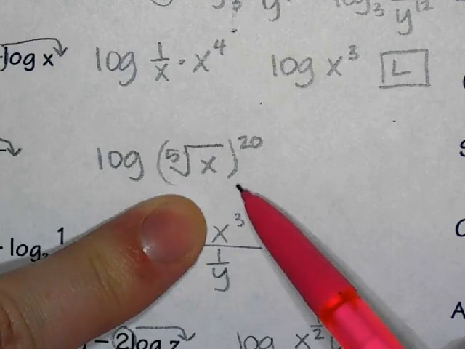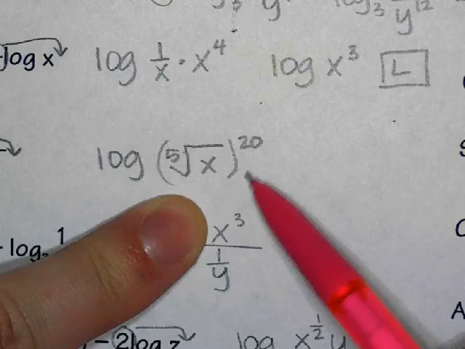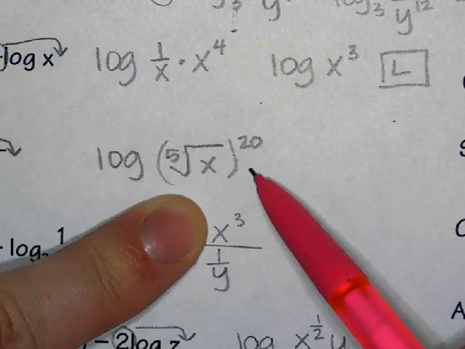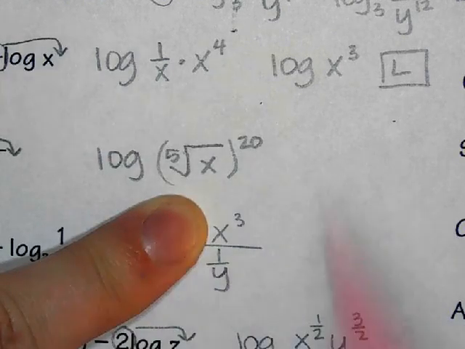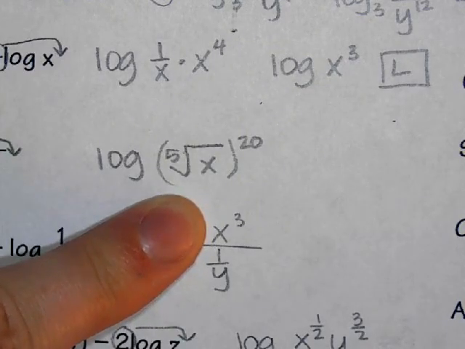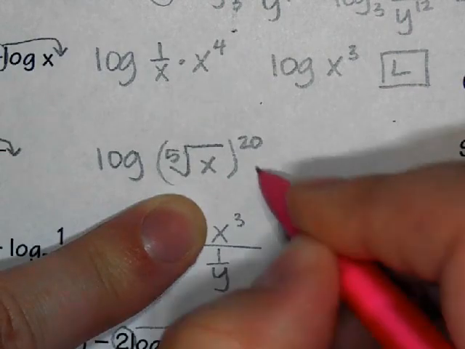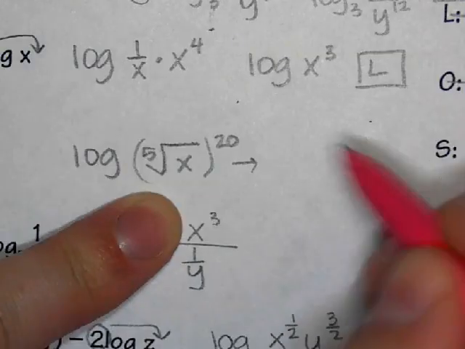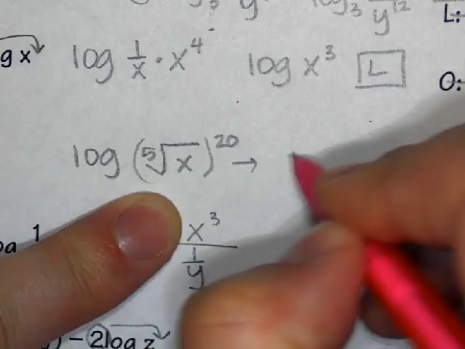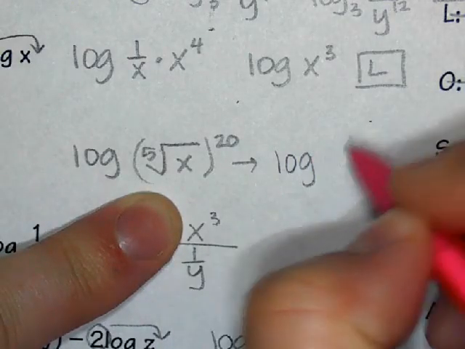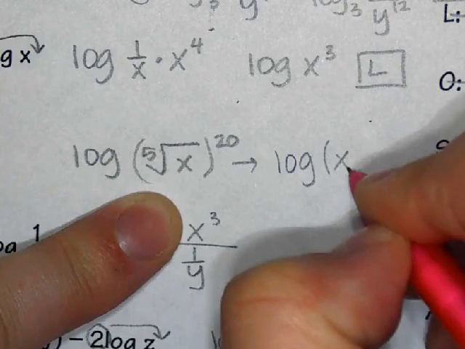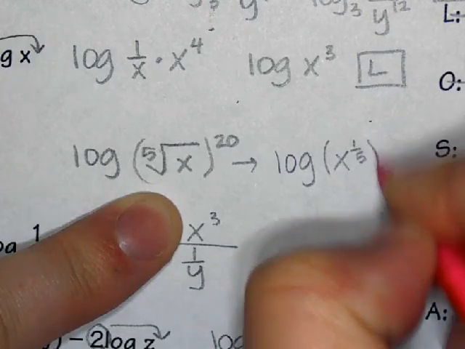Divide what? So what rule tells us to divide? So we have to have a good reason to divide. Okay, so if you have a radical, the 5th root of x is the same as x to the 1/5. So what we actually have is log x to the 1/5 to the 20th.